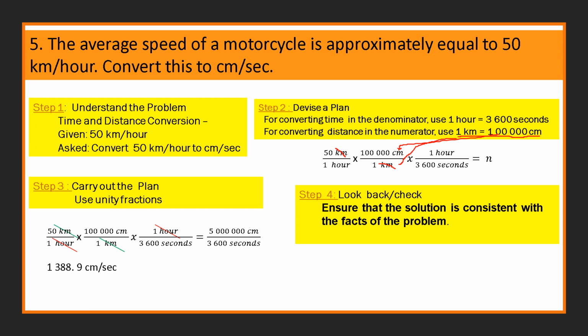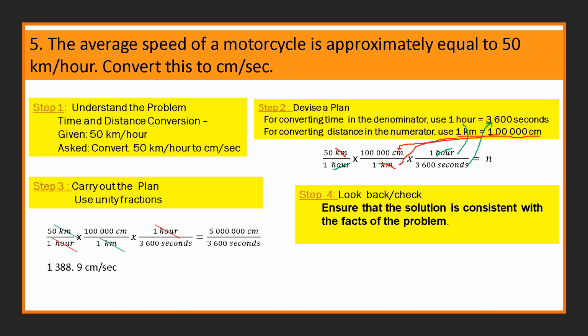And this time we have here 100,000 centimeters multiplied by 1 hour. Since hour here is in the denominator, so that we can easily cancel, we will write 1 hour in the numerator and 3,600 in the denominator. 3,600 is in seconds, so is equal to n.